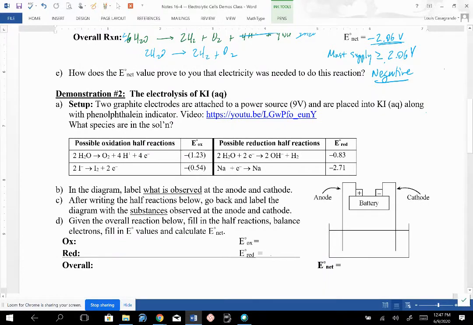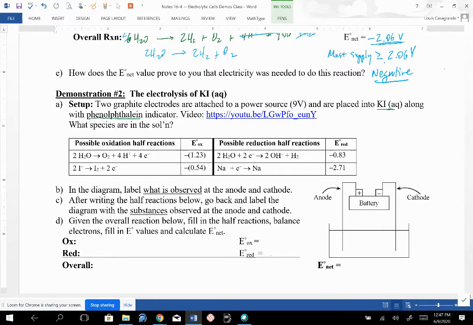Next demo, we're going to electrolyze a solution of potassium iodide. And so we're going to take 2 graphite electrodes and we're going to put them into a solution that has some potassium iodide along with some phenolphthalein, because we want another way to look at the production of hydroxide at the cathode. Sorry. So go and look at the video, watch the video, and you'll see how this works. And now let's come back and take a look.